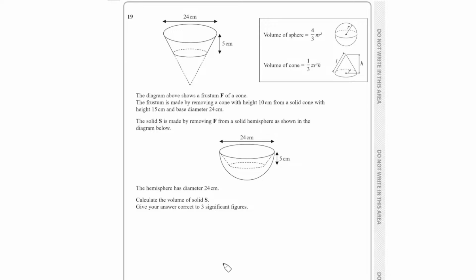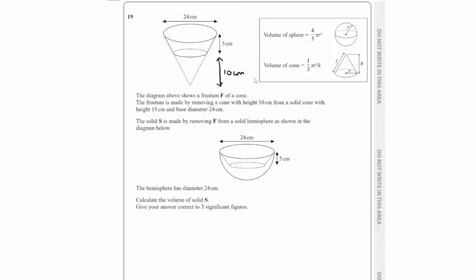Okay, question 19. We've got, obviously, the diagram above shows a frustum F of a cone. A frustum is made by removing a cone with height 10. So this is 10. This one. From a solid cone with height 15. Obviously, if you add that, that makes 15. So a frustum is basically a cone with the top chopped off. That's basically what it is. They've obviously turned it upside down.